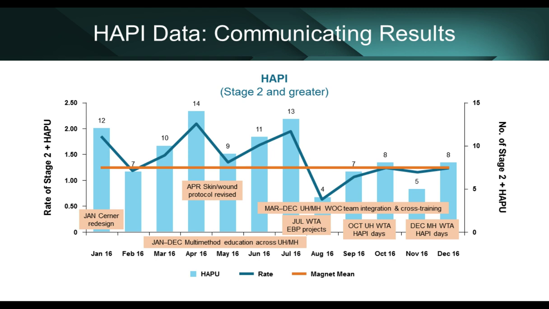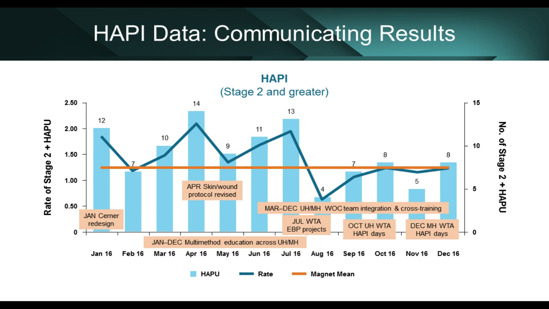Here's another example of how you might consider communicating those results. This was just a graph that we developed to summarize our outcomes. We put this up on the units, and we report this out at our professional practice steering committees. But what's a little bit different on this graph is we have inserted some of our tests of change. And we try to see if it correlates or is associated with some of our reductions in pressure injuries. And as you can see, some of them do.